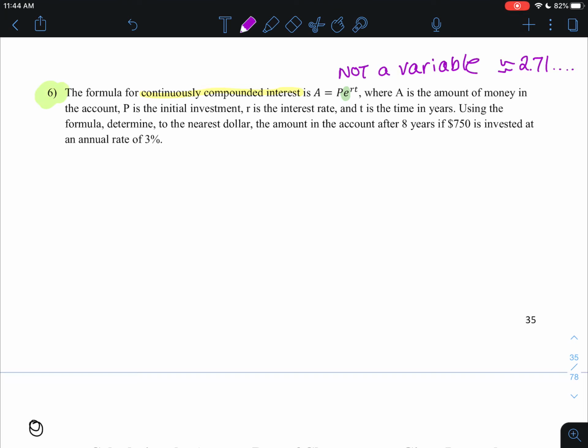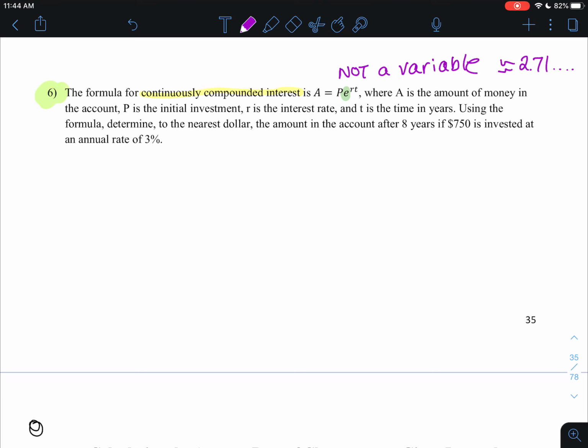Okay, and A, P, R, and T are all the same. But you'll see that there's not an N value. There's not an N value because your interest is compounding continuously. So there's not a number of times during a year that your interest is compounded. It's always happening. So that's why we're using E instead of an N.